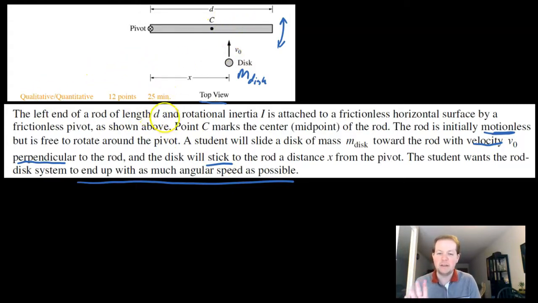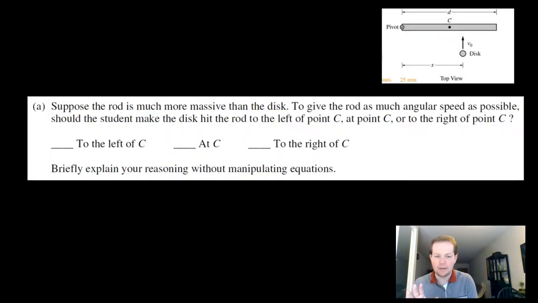The left end of the rod, a length D, and rotational inertia I is attached to a frictionless horizontal surface by a frictionless pivot. Okay, I don't have to worry about any friction, as shown above. Point C marks the center. The rod is initially motionless, so this has an initial velocity here of 0 speed. Okay, it slides a disc of mass m disc toward the rod with a velocity v naught, perpendicular. It sticks to the rod. The student wants the rod to end up with as much speed as possible. Okay, I think I understand the scenario.